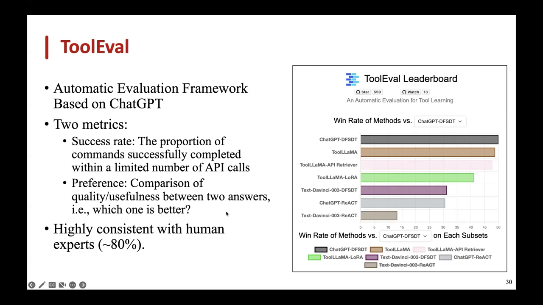And so to assess the tool use capability of large language models, they derive an automatic evaluator, ToolEval, backed by ChatGPT. It comprises two key metrics, the pass rate and the win rate. They demonstrate that ToolEval achieves a high correlation with human evaluation and provides a robust, scalable, and reliable assessment for the tool use ability of large language models.